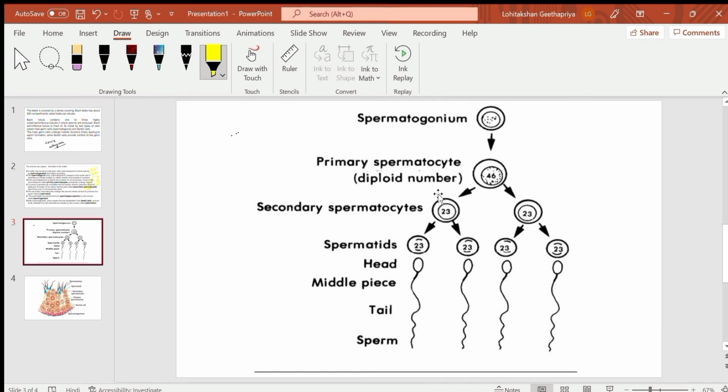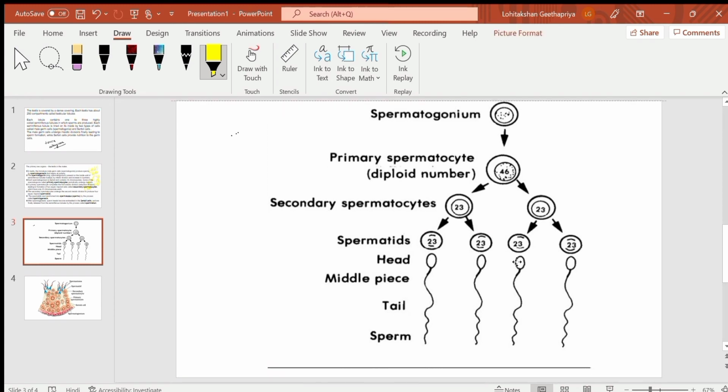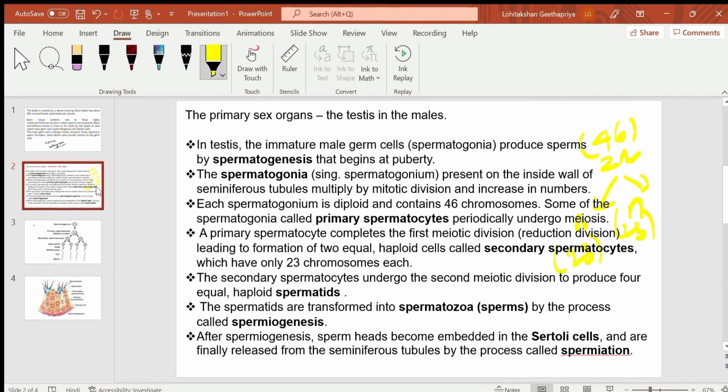And then again the secondary spermatocytes undergo the second meiotic division at this stage, leading to the formation of two equal haploids, and here also two equal haploids. So it's 4 equal haploid cells, and these are called spermatids. Now the spermatids, after undergoing certain changes, get transformed into spermatozoa or the sperms. This transformation from spermatids to spermatozoa is known as spermiogenesis.